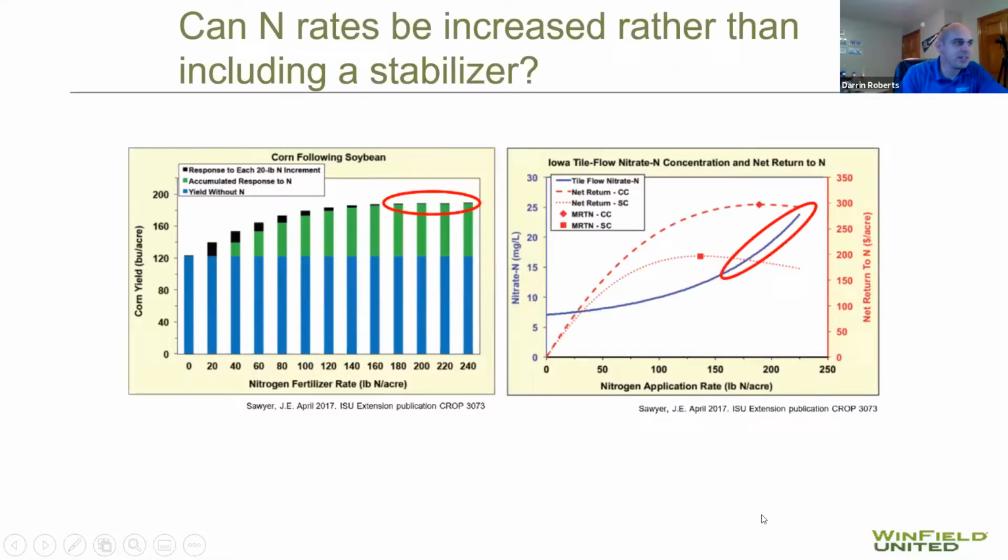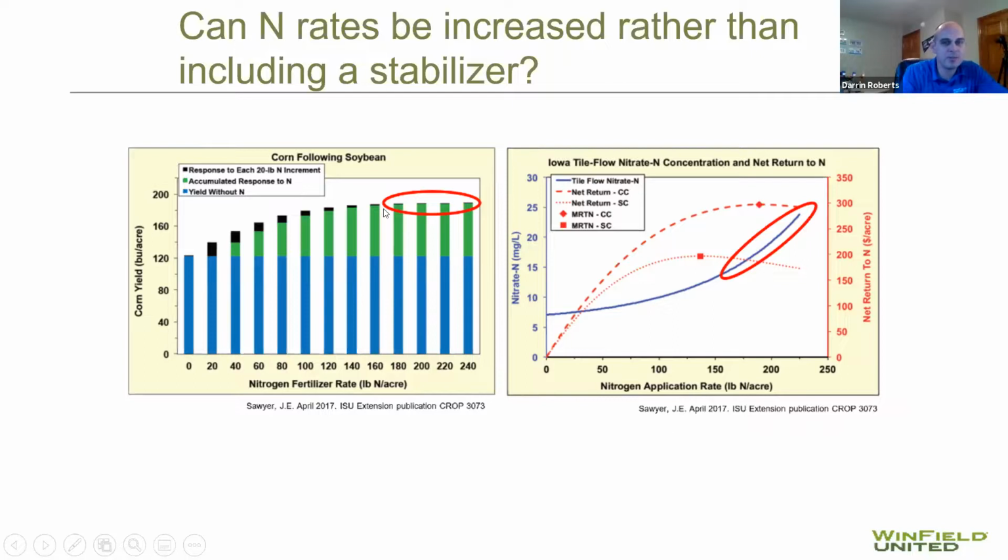And then the final thing that I'll mention here, can N rates be increased rather than including a stabilizer? Answer to that is yes. However, it's probably not the best recommendation to go with, both from an economic standpoint and an environmental standpoint. So this is from Iowa State's publication, where they show for each additional 20 pounds of nitrogen that you're putting on, the black part of these bars represents the incremental benefit that you're seeing.